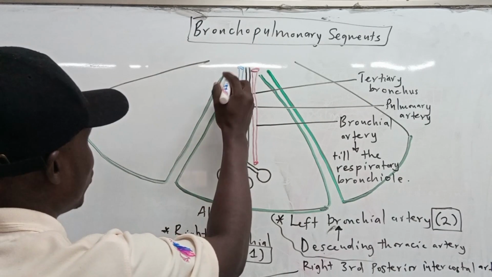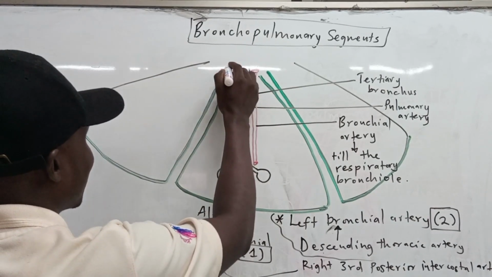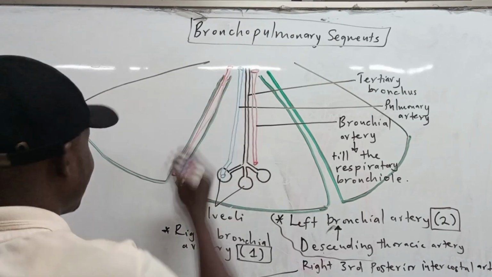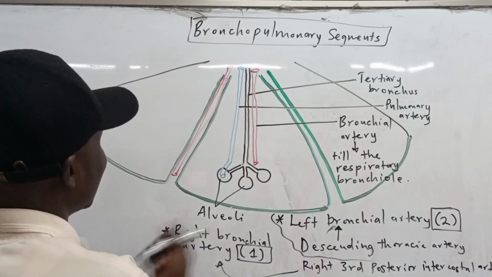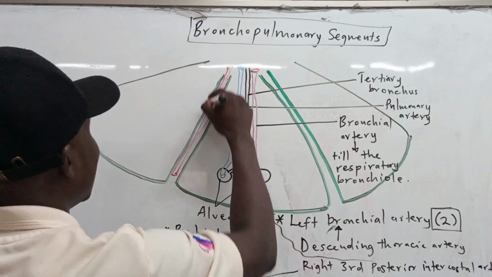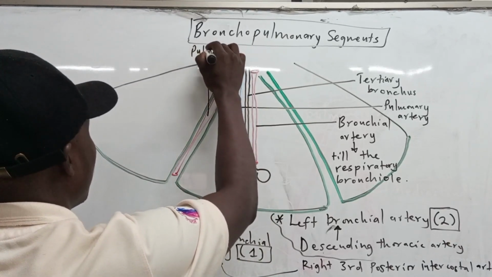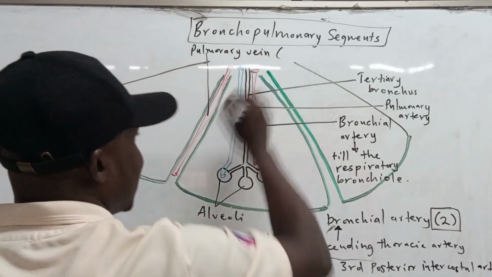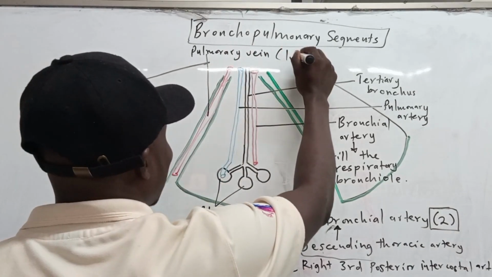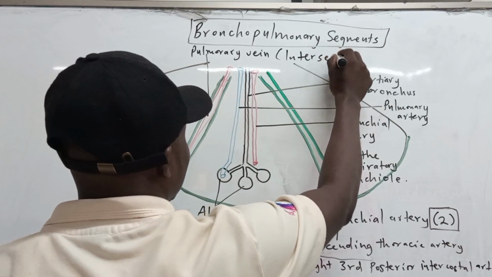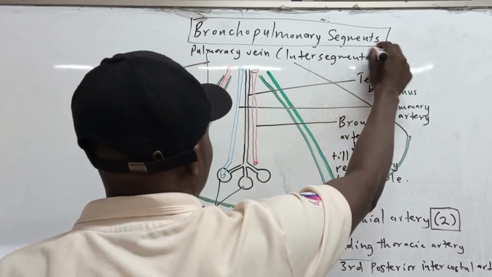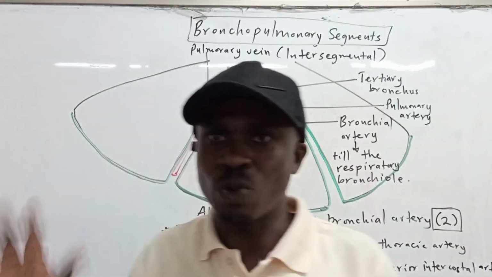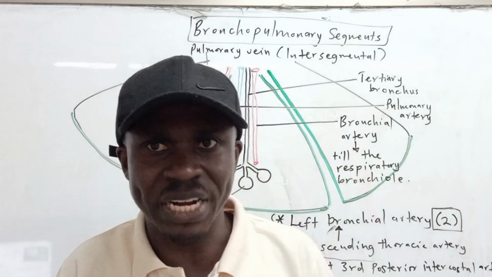So I will use red to show it, let's say it's running all the way, it's coming. This is what we call the pulmonary vein. And the pulmonary vein will not be within the segment, it will be intersegmental. In between the segments, that is where the pulmonary veins will be. So that's the bronchopulmonary segment we're talking about.